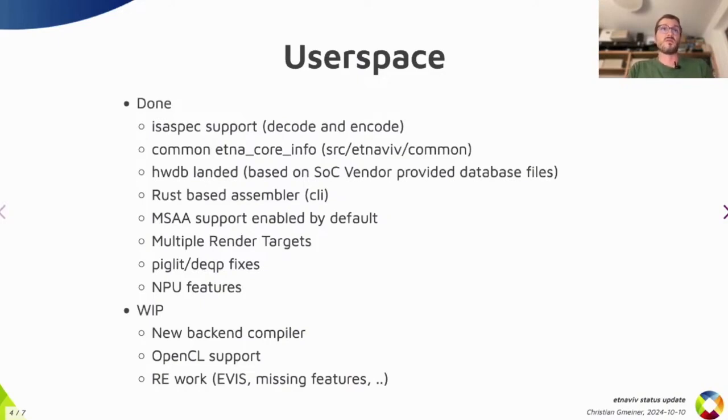And on the work in progress side of things, I've been working on a new backend compiler that is partially written in Rust, which enables OpenCL support. And also I'm still doing a lot of reverse engineering work. For instance, I started to look into the extended vision instruction set. And more or less I'm reverse engineering all the missing features that we need on the Mesa side.